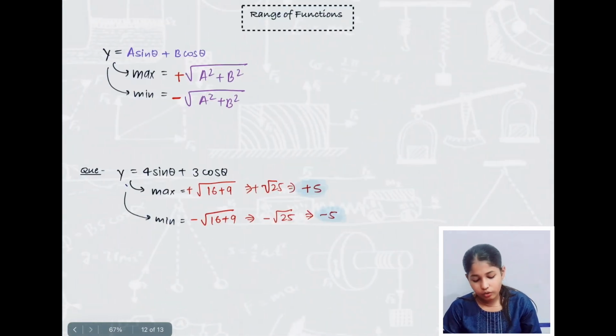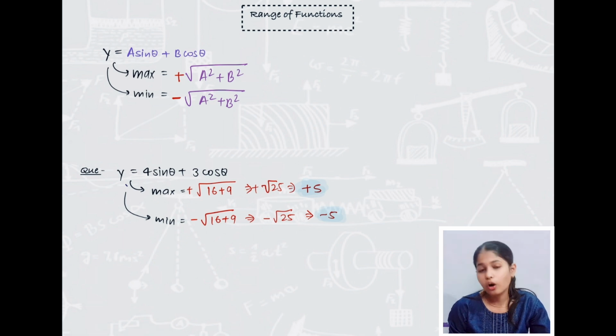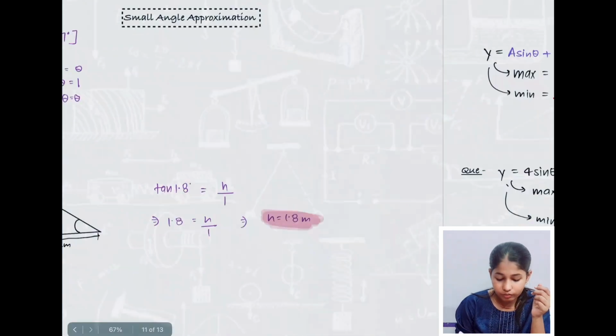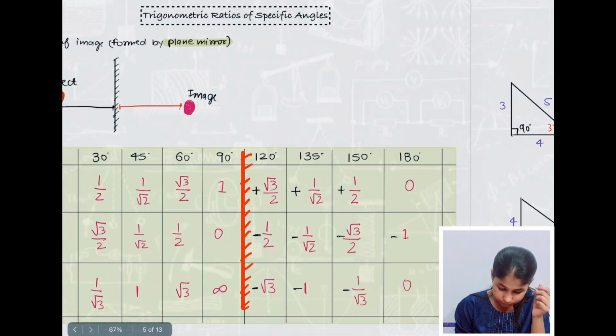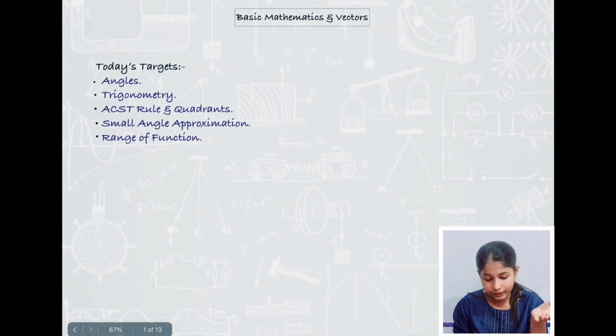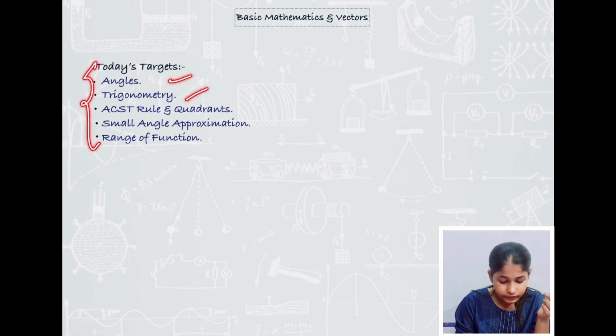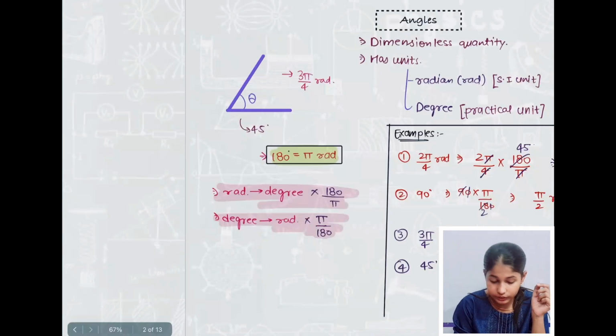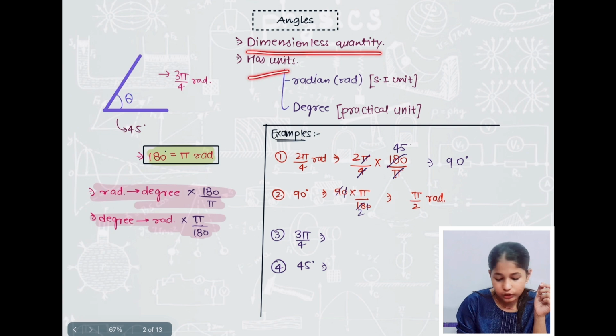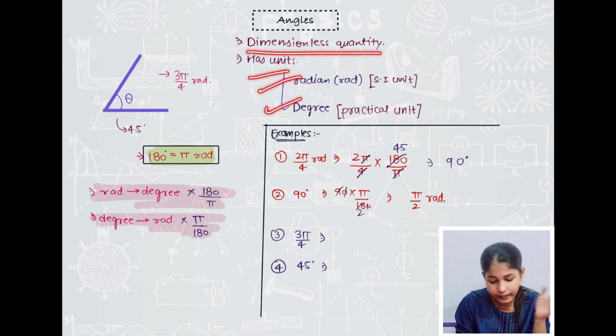Now we have come to the end of our video. I hope you all have understood everything. Let me recall everything one more time. Our today's topic was angles, trigonometry, ASTC rule, small angle approximation, and last but not the least, range of the function. In angles, a dimensionless quantity has units radian and degree.